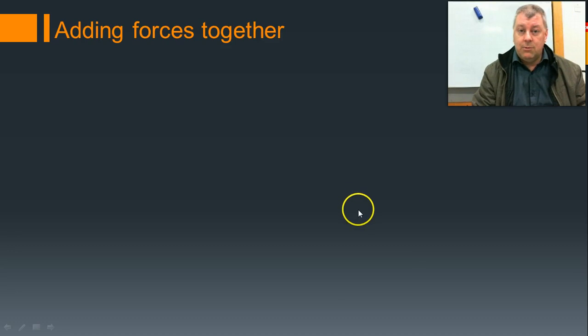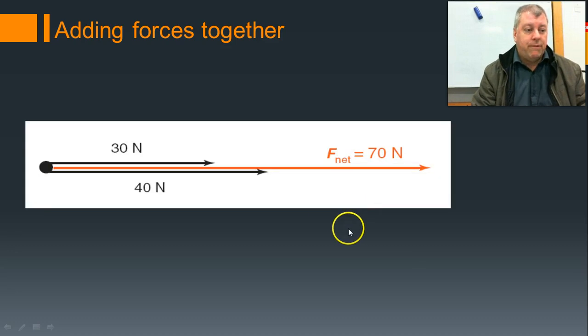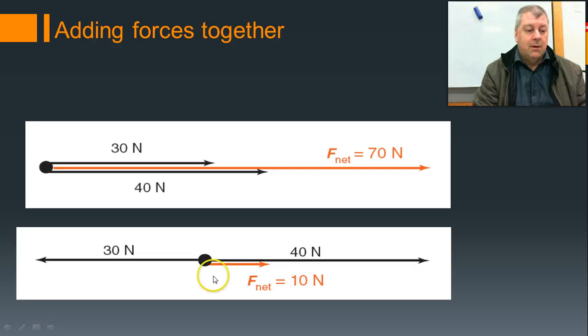Adding forces together, we did this in vectors, pretty straightforward. Here we've got two forces in black, 30 newtons and 40 newtons. We should be able to put one of these head to tail, or just do it in our head, and we get 70 newtons as the net force. Bit more difficult if they're pointing in different directions. Again, head to tail technique if you're uncertain, and you get 10 newtons to the east.